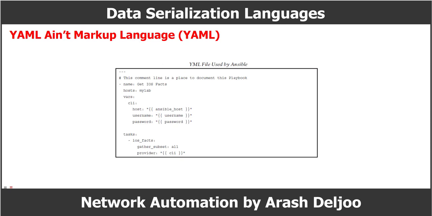Note that YAML denotes variables in double curly brackets, as you can see here. Look at here, this is, for example, text. This comment line is actually a place to document this playbook. Name, a colon, get iOS facts, host, colon, MyLab, and then variable CLI, host. Then here we have some variables: Ansible host, username, then username, password, then password. As you can see, YAML denotes variables in double curly brackets. We will learn about Ansible in more detail in future videos.